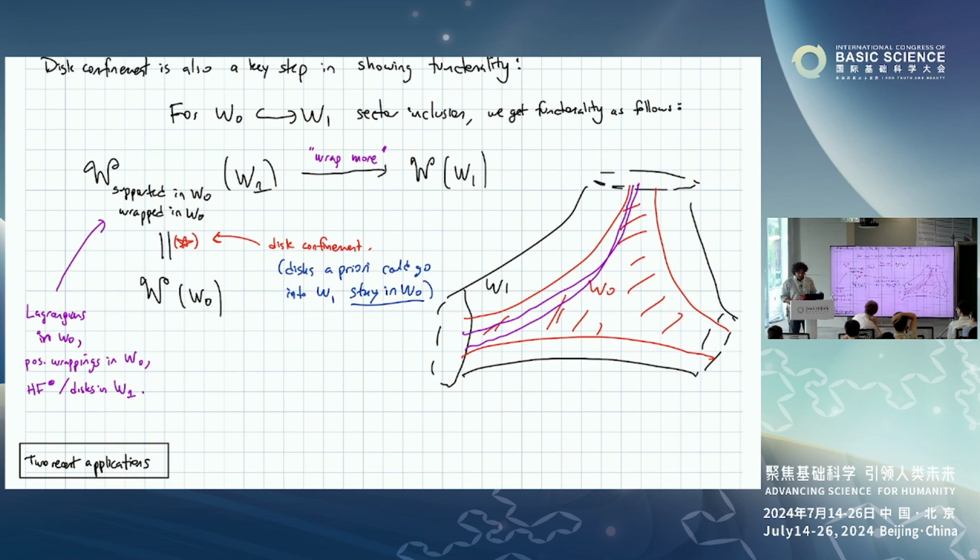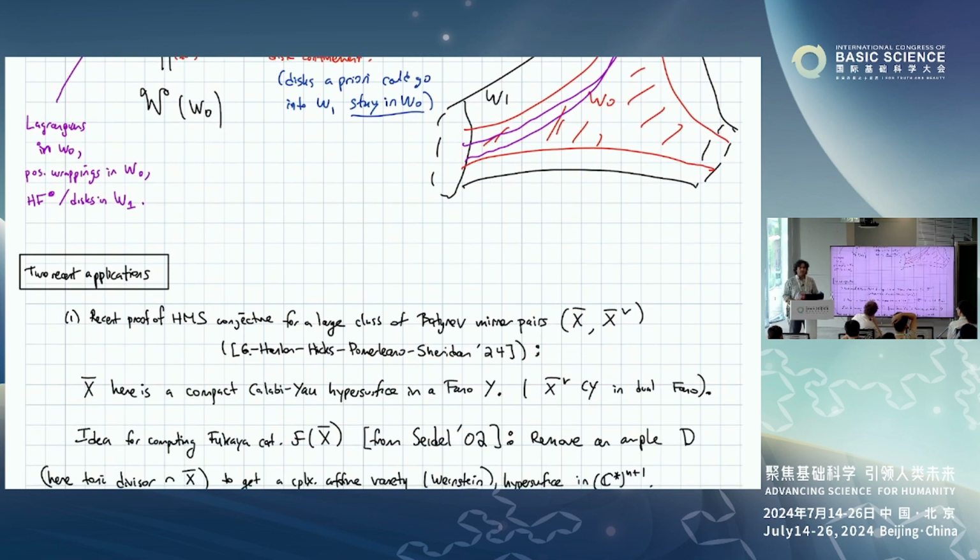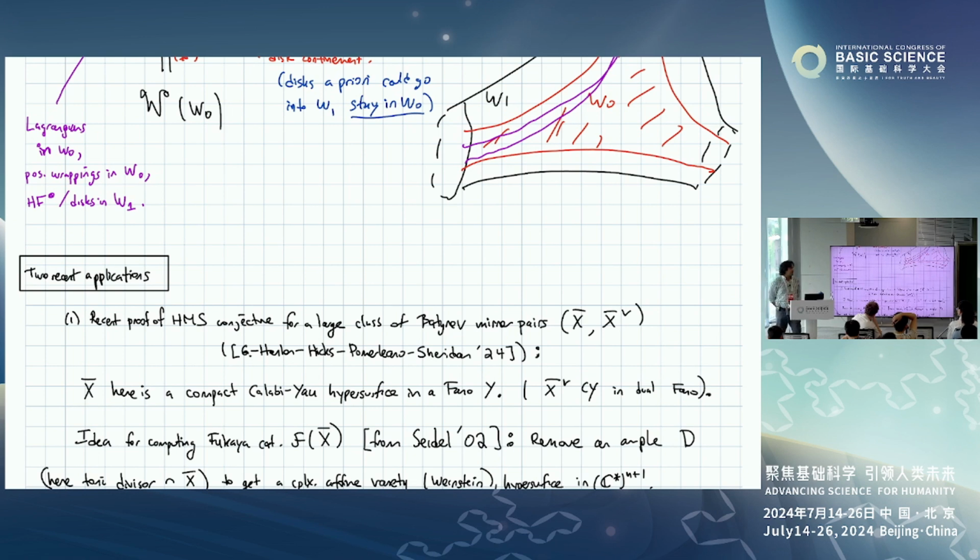Okay, so maybe I'll spend just a few minutes talking about some recent applications of the theory of sectors and some interesting things one can do with it from a computational standpoint. In a paper of mine joint with Hanlon, Hicks, Pomerleano, and Sheridan that came out earlier this summer, we used some of the theory of sectors to give a recent proof of Kontsevich's homological mirror symmetry conjecture for a large class of Batyrev mirror pairs. These were mirror pairs put forward by Batyrev in '93 of compact Calabi-Yau hypersurfaces in toric Fano varieties.